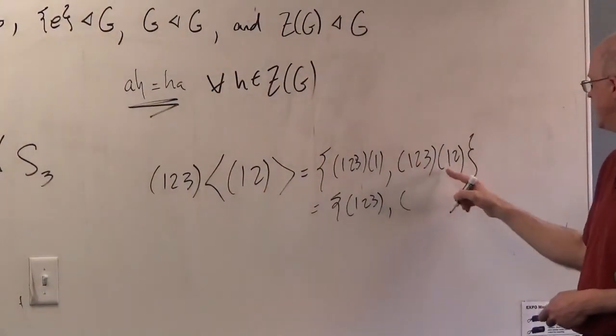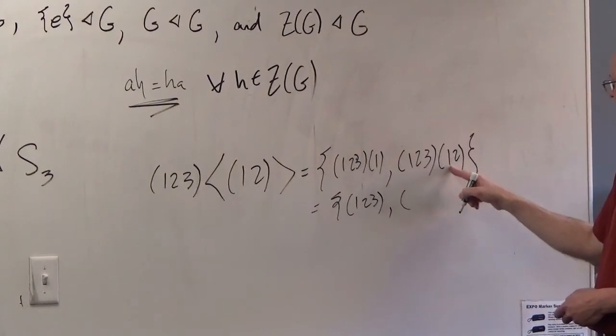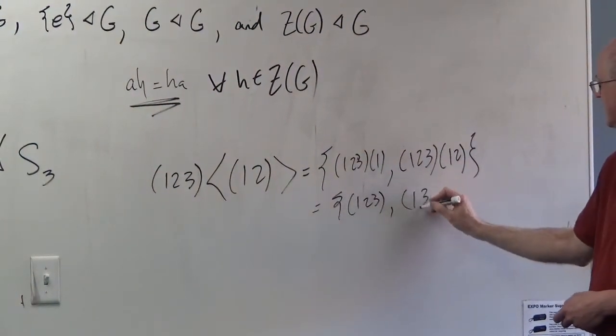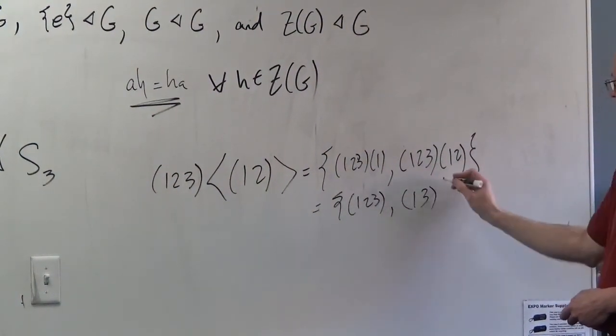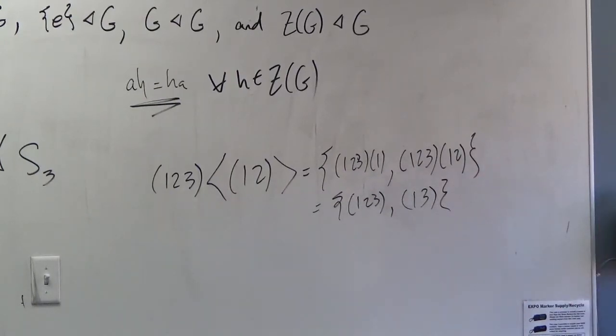This one, though, will be what? Do the calculation. Let's see. 1 maps to 2, which maps to 3. 3 maps back to 1. It's just that. 2 maps to itself.